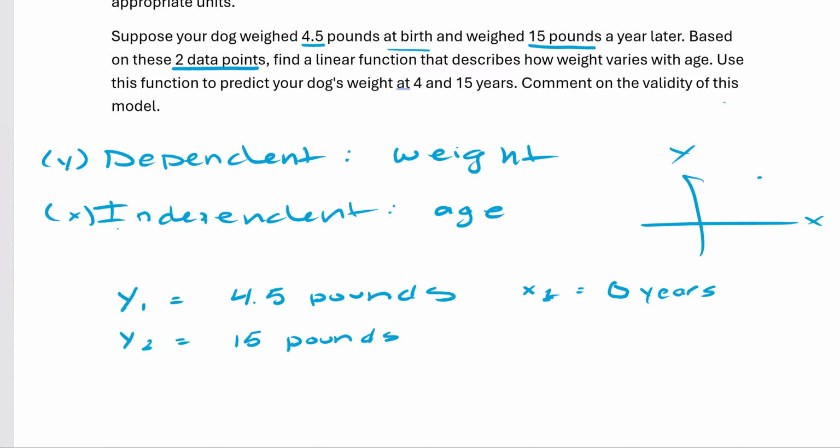So there must be another age value that goes with the 15 pounds. What do they tell us about when the dog weighed 15 pounds? Let's see. Weighed 4.5 pounds at birth, weighed 15 pounds 1 year later. So that means when it's 1 year old, it weighs 15 pounds. So let's go ahead and use the formula for finding the slope to calculate the slope. We're going to find the rate of change here. That is a vital part of finding your linear function.